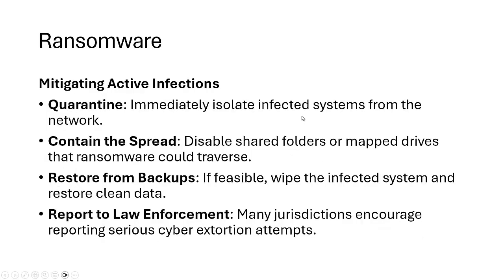So what is the countermeasure? The countermeasure is quarantine. If you find the system is infected with ransomware, isolate the system, do not power it off. Remove the network cable, and disable shared folders or mapped drives that ransomware could spread through. If feasible, wipe the infected systems and restore the clean data. And under some regulatory requirements, you have to report the breach.